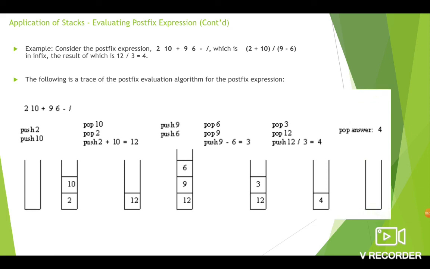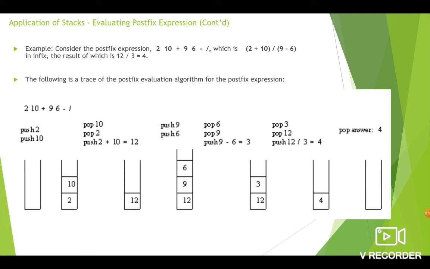2 and 10 are operands, so they are pushed onto the stack. The next symbol is plus. So you pop out two elements, 2 and 10, from the stack, and you apply the operator plus in between the operands. You get the result 12. So 12 is again pushed back onto the stack. The next symbol is 9. Since it is an operand, it is also inserted. The next is 6. So 6 is also an operand, so you perform push operation. Now the stack contains 12, 9, 6.